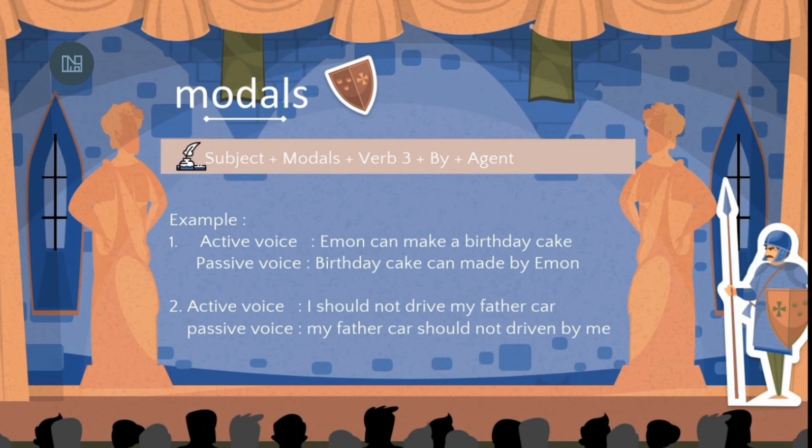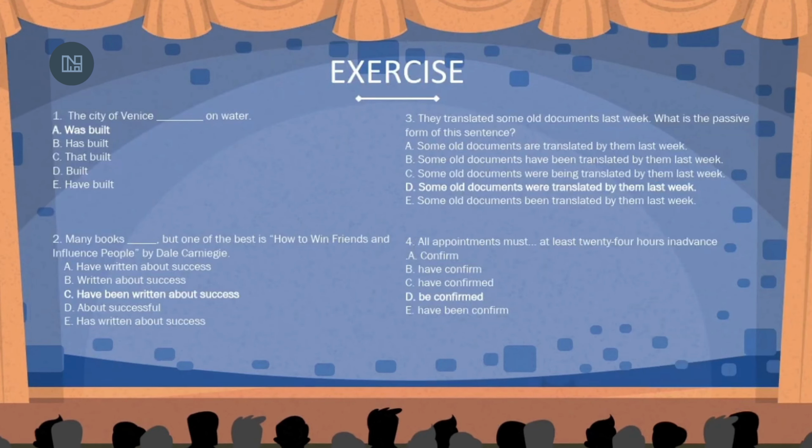If I have an active voice, Emon can make a birthday cake, so you can change it into a passive voice. Birthday cake as a subject, can that is the modal, made is a verb 3 plus by plus agent that is Emon. Okay, now let's have some exercise.